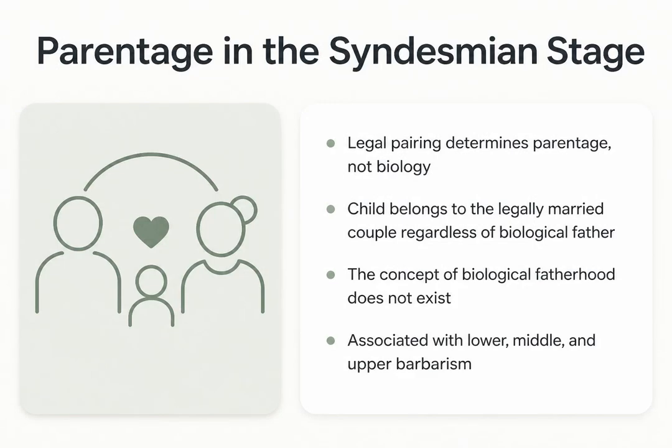The most important practical implication of the Syndesmian family relates to biological fatherhood. Even though a woman is legally married to a specific man, if she gives birth, that child is legally considered the child of the married couple, regardless of who the biological father actually is. The biological concept of fatherhood, the idea that a specific man's sperm produced a specific child, simply does not exist yet as a socially recognized category. Legal pairing determines parentage, not biology. Morgan associated the stage with all 3 phases of barbarism.